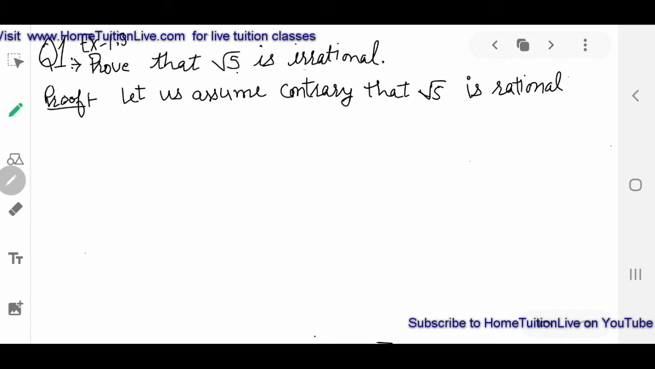Now in front of us we have question 1 of exercise 1.3. Prove that root 5 is irrational number. So for proving root 5 is irrational, we will take the opposite or contrary, that root 5 is rational.